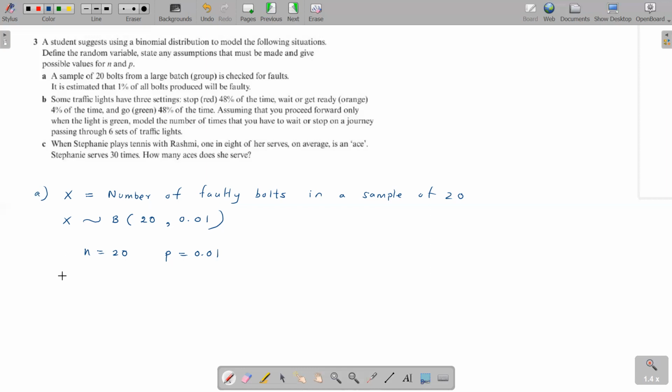So what's the assumption? Assume the balls are faulty independently, or independent of each other. One ball being faulty will not make any impact on the other one. So this is what you're supposed to do. They just want you to model each situation by a binomial distribution. Okay, let's go to part B.